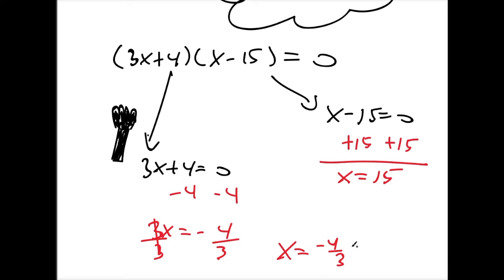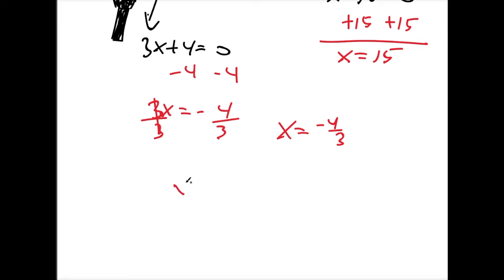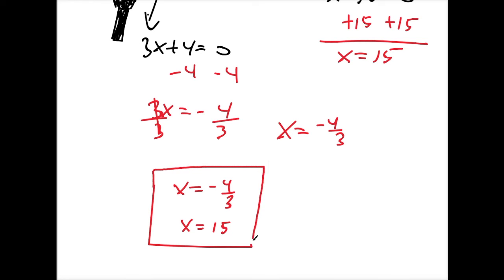Alright, so we have 2 answers. Super exciting. So you just write like on your answer thingy. Don't put commas and stuff. Just write them like this. Like x equals negative 4/3. And then write x equals 15. Don't even write the word and in there, because it could mean something different. Okay, so we got that.